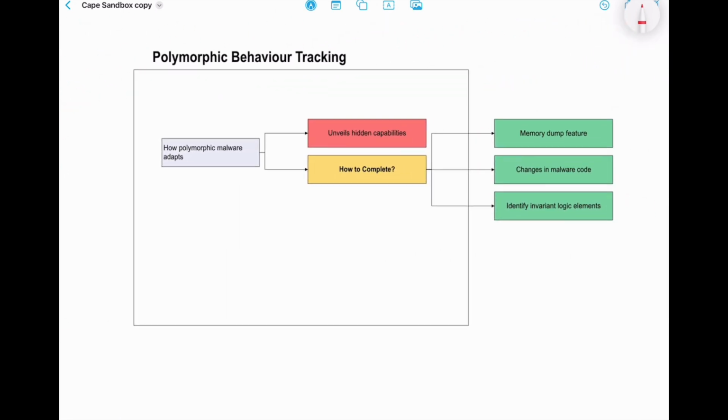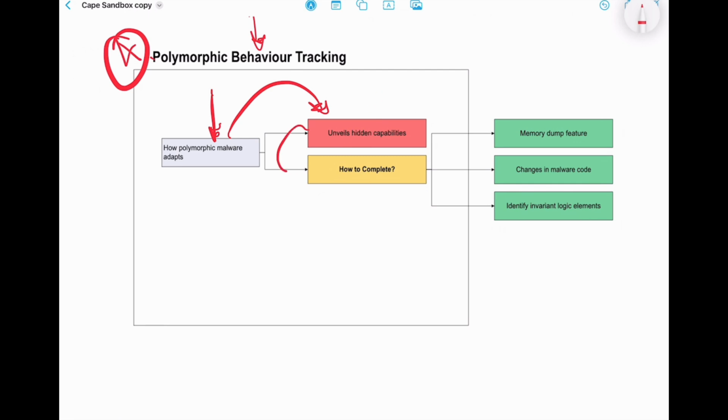Now, looking at step number 4 here, polymorphic behavioral tracking. What's the objective of polymorphic behavioral tracking? It is to analyze how polymorphic malware adapts its structure and behavior during execution. And here this unveils hidden capabilities and can reveal how the malware attempts to evade detection.